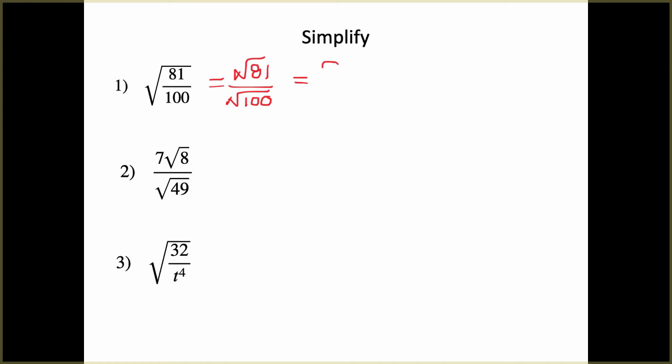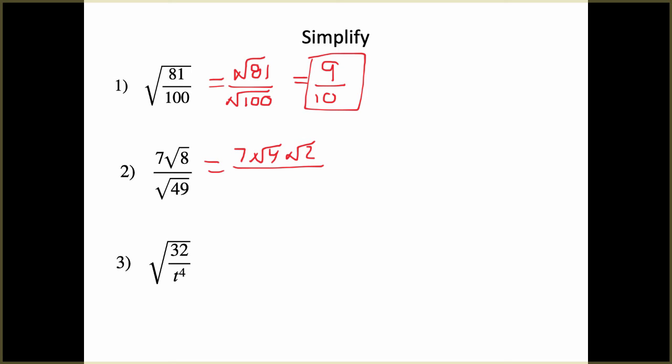These are both perfect squares. Square root of 81 is 9. The square root of 100 is 10. And we get 9/10. For the next one, we have 7 square roots of 8 over the square root of 49. It's already split up. We can take the square roots of both of these. Square root of 8 is not a perfect square, but we can break it into a perfect square, which is the square root of 4 times the square root of 2, all over.